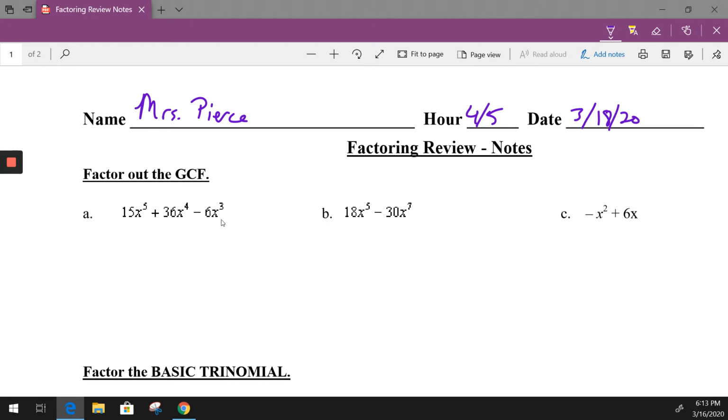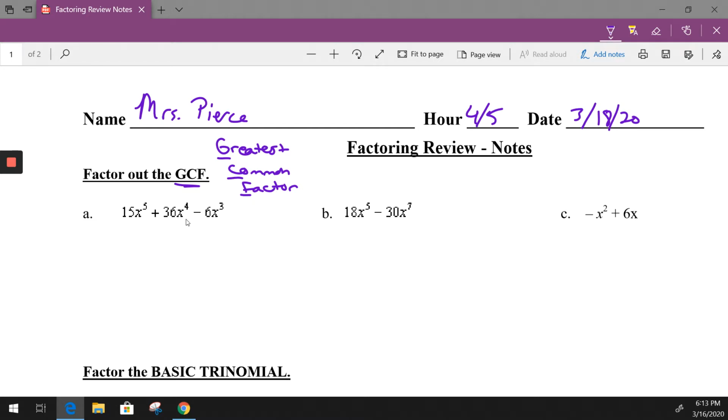So when you're looking at a polynomial, you look at all the terms and ask yourself, looking at the coefficients, what's the largest number that you can divide out of all 3 of those numbers, 15, 36, and 6. So the greatest common factor, GCF, stands for greatest common factor. The 3 is the largest number that you can divide out of all 3 of these terms. But then you also want to look at the variables.